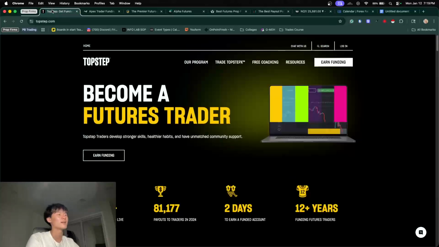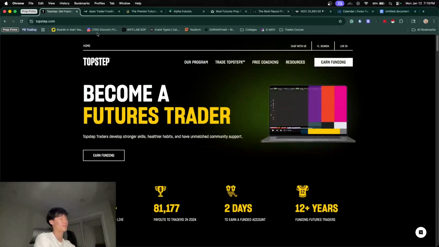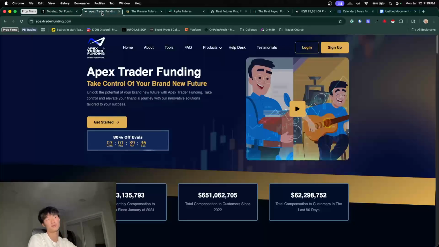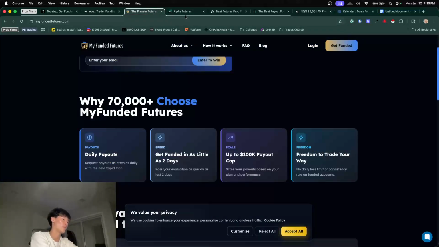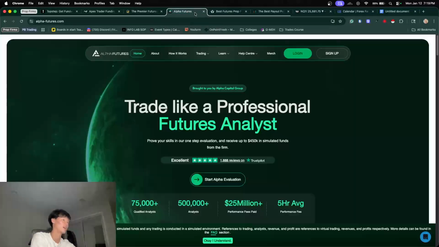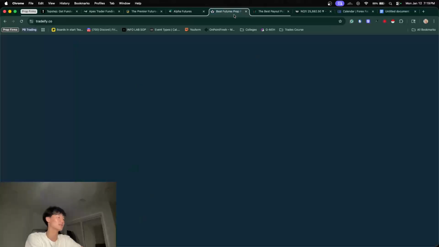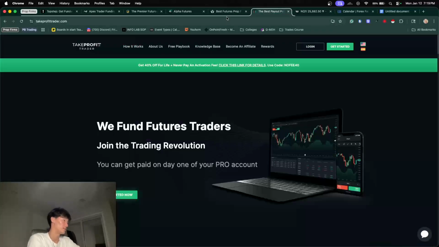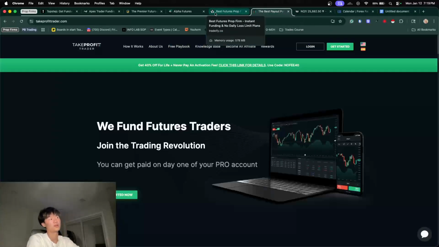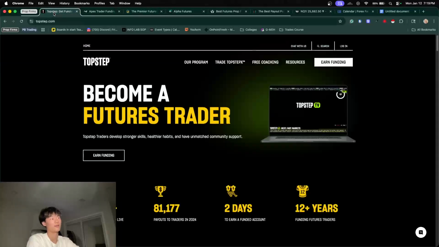I think I got funded from Topstep. Yeah, I got funded by Topstep, then bombed it. I think I passed one for Apex. My Fund of Futures, I tried one and I actually passed it, but I just bombed the actual funded account. Alpha, I'm looking into trying, and Tradeify, and yeah, those are kind of just there.